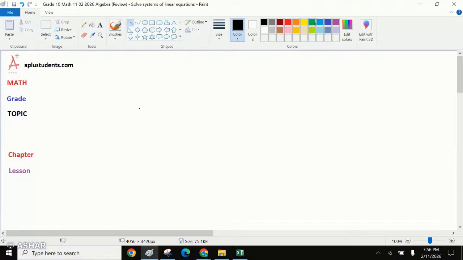What you need to do is go to aplusstudents.com. You need to go to the website. Once you're on the website, you select math as your subject. This is a grade 10 maths lesson.